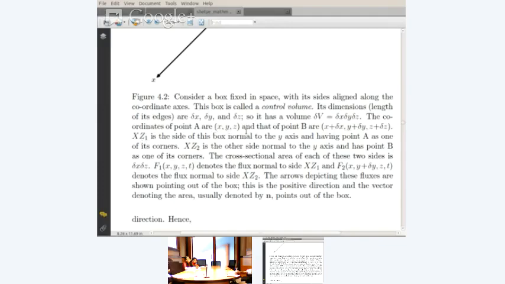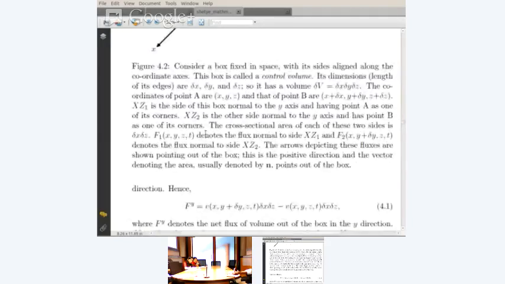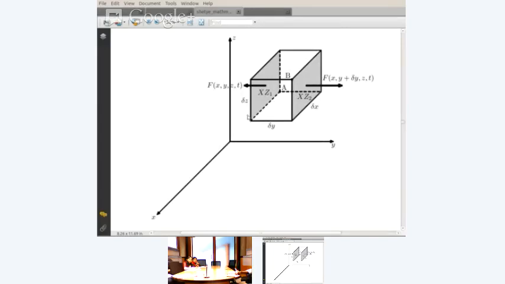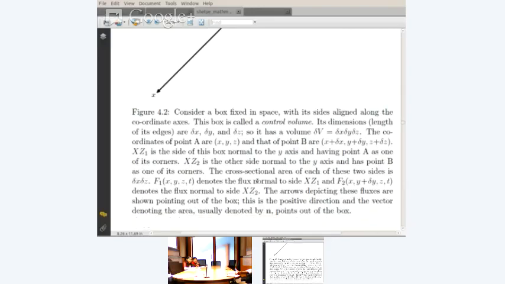The coordinates of point A are x, y, z, and that of point B are x plus delta x, y plus delta y, z plus delta z, if A and B are diagonally opposite, and A is at this end. So xz1 is one side of this box normal to the y-axis and having point A as one of its corners. xz2 is the other side normal to the y-axis and has point B as one of its corners. So the cross-sectional area of each of these two sides is delta x into delta z. You have delta z into delta x. That defines the area. The control volume is nothing but an inventory volume we have taken as the box.